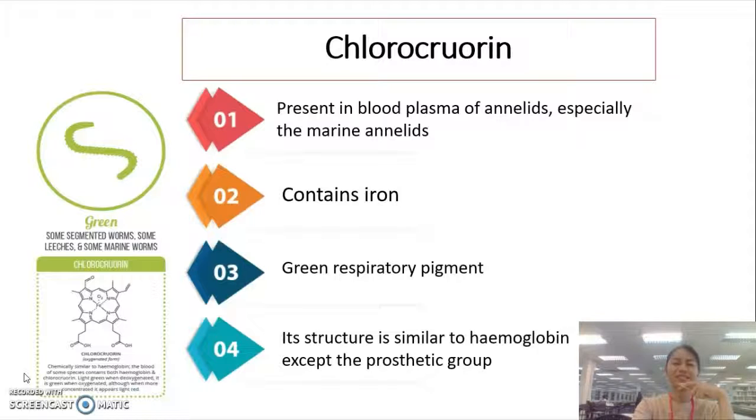The third one is chlorocruorin. It is one of the common respiratory pigments as well. It is present in the blood plasma of annelids, especially marine annelids. Besides, it has a similar structure to hemoglobin and carries an iron metal as well. However, it is a green respiratory pigment.